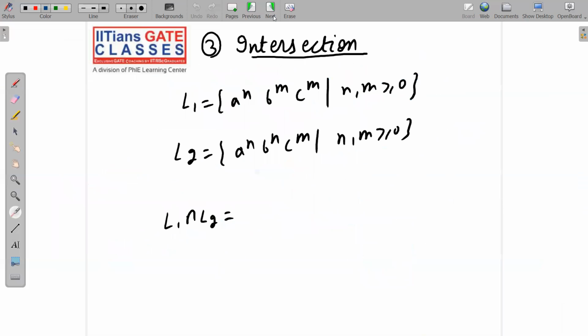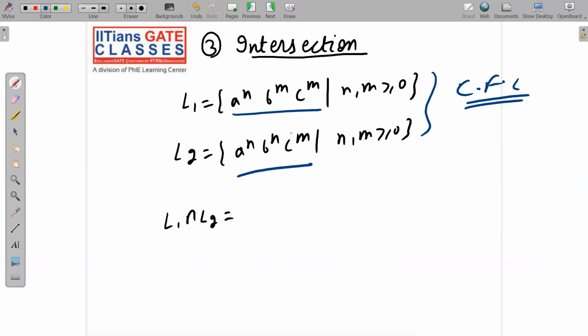Next, intersection. Again, I have given you a standard example: A power n B power n C power m and A power m B power n C power n. This same example was given in CFL also, and I have told you that in intersection, CFLs are not closed. I have shown you the same example for intersection of CFL also. If you are not able to remember it, please watch my video on closure property. You will get the idea.